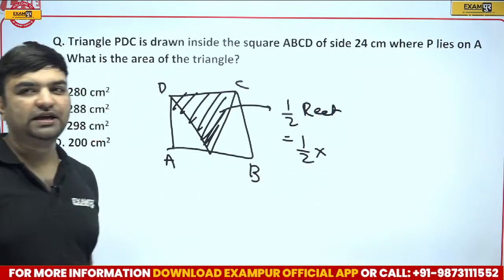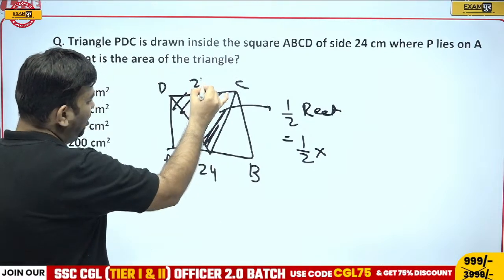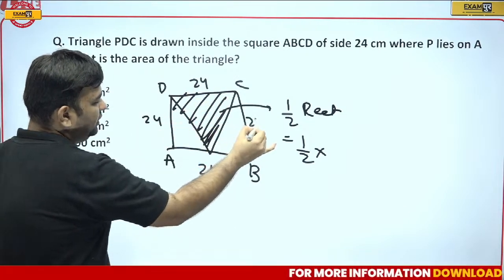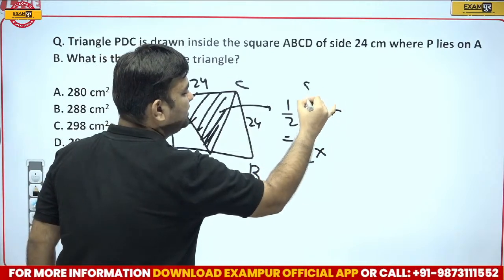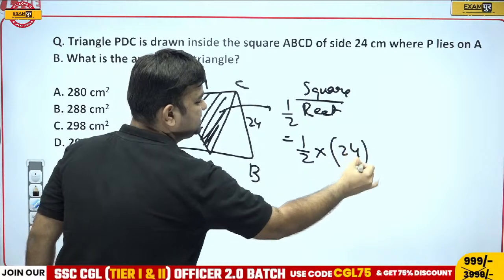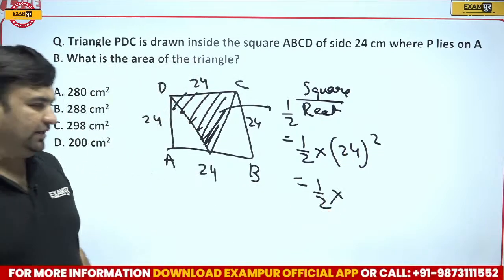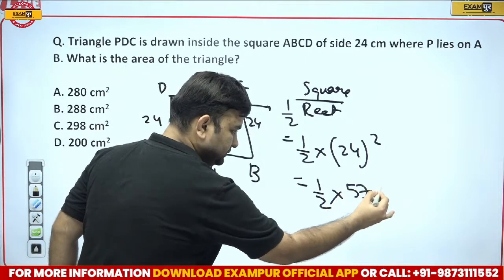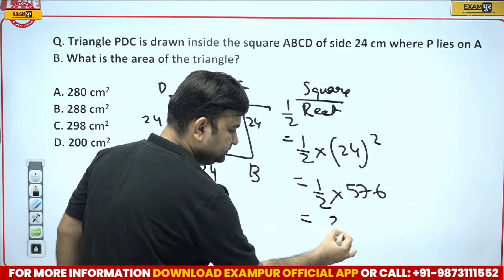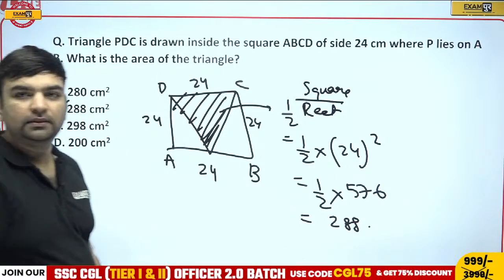What is the area of the rectangle? It's a square basically, so no issues. All sides are 24, 24. Or you can say area of square, whatever it is. So 24 squared is 576, and half of it is 288.